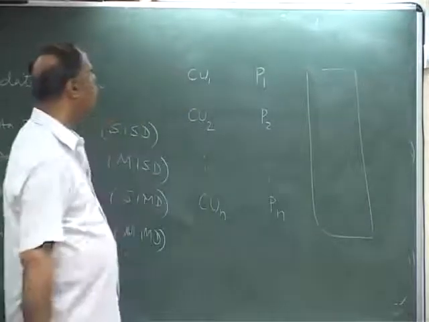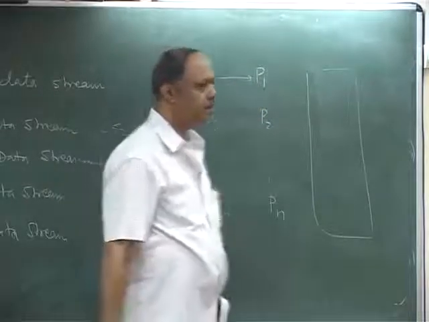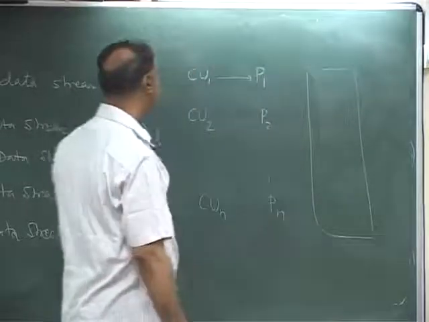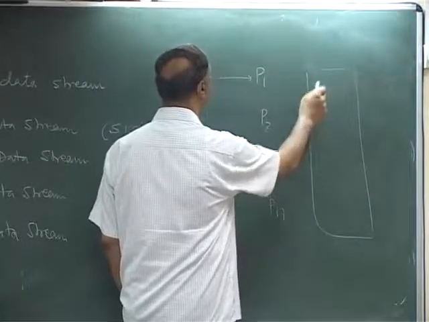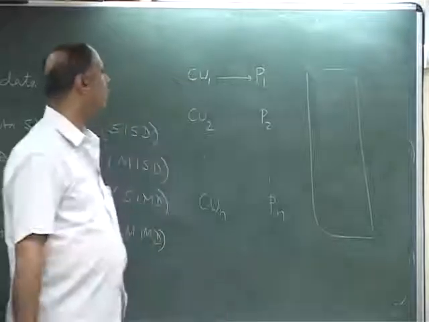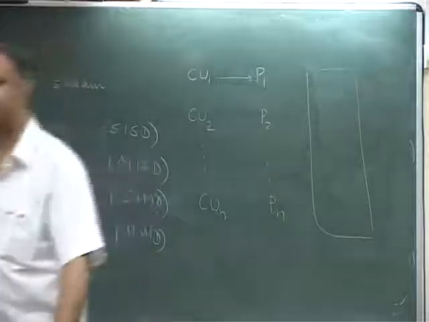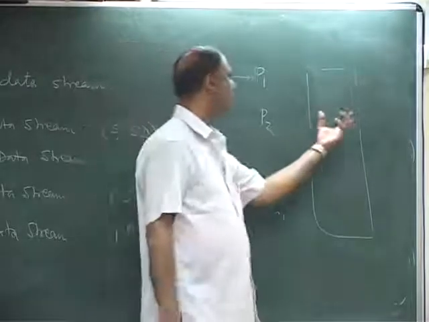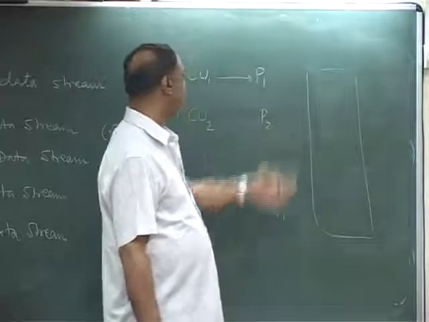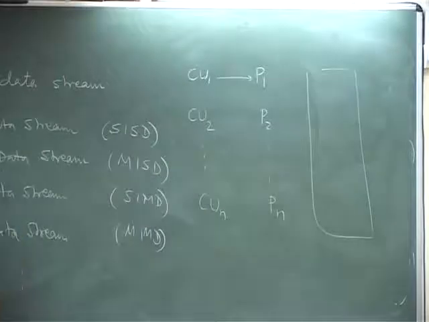Then control unit 1 sends the instruction to processor P1 to perform one set of instructions, and P1 gets the data either from the local area, or from the common memory, or from the neighboring processors. Similarly, control 2 broadcasts another set of instructions. They need not be the same set of instructions, and P2 performs the operations taking the data from the common memory, or from the neighboring or the local memory, and so on. So that is the idea of MIMD.